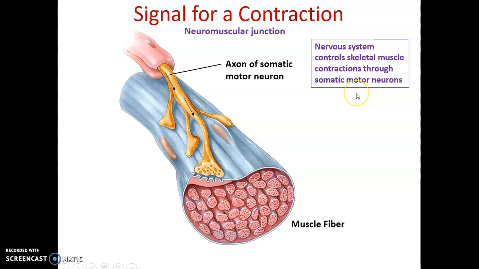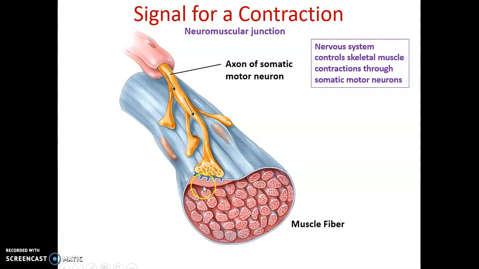So, the nervous system is what controls the contractions of the skeletal muscle tissue, and of course, therefore, the skeletal muscles themselves. And the nervous system uses somatic motor neurons to send signals to the muscle fibers to signal the contraction. So what we see here in this image is an axon of a somatic motor neuron going down and making contact with a muscle fiber.